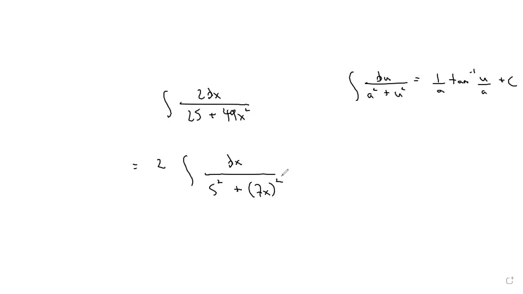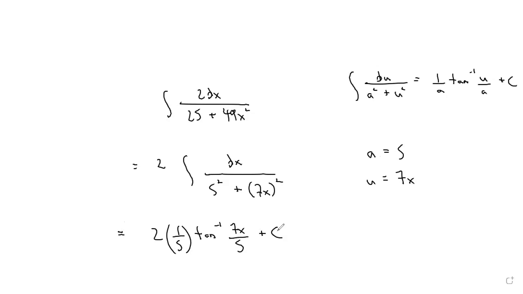So let's just write down exactly what we got. In this case, 5 squared is a squared, so a is just 5. And then u will be 7x. Let's write those down just to be safe. And now it looks like we can just use the formula. So the 2 will sit here. And now for the formula, 1 over a is 1 over 5 tan inverse, and then u is 7x over a, which is 5, plus c.